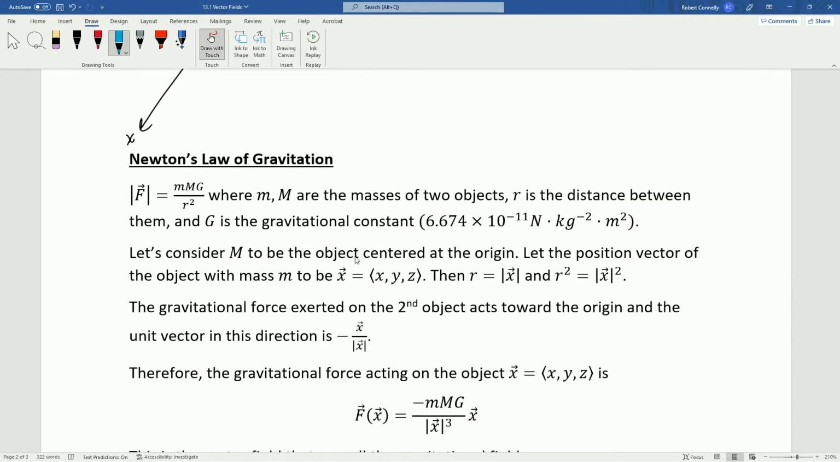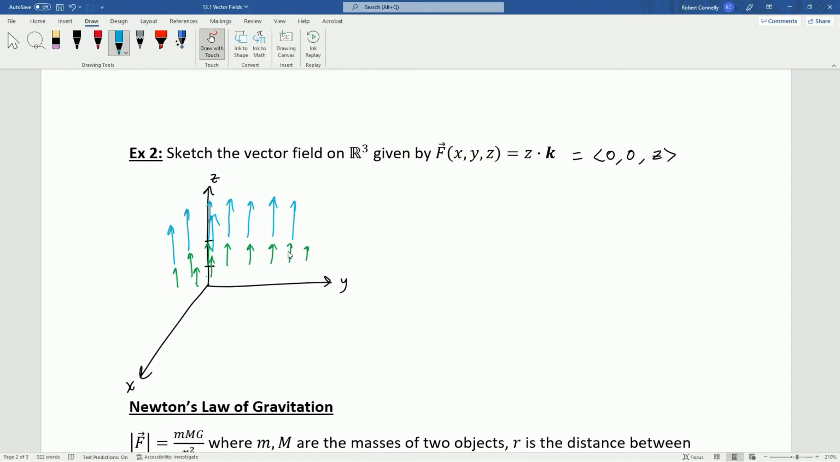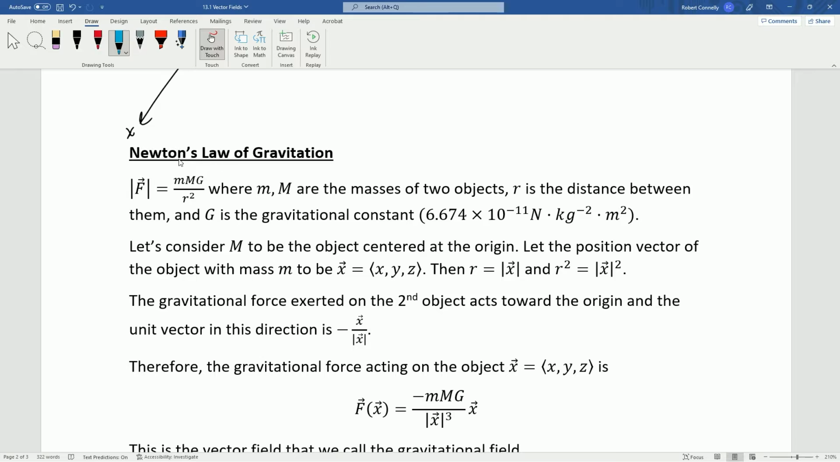Okay, so now let's talk about one of the results we can get from understanding these gradient vector fields, which is Newton's law of gravitation. So Newton's law of gravitation gives us that the magnitude of the force for gravity is equal to little m times big M times capital G over r squared, where little m and big M are the masses of the two objects, r is the distance between them, and G is the gravitational constant, which is given here.